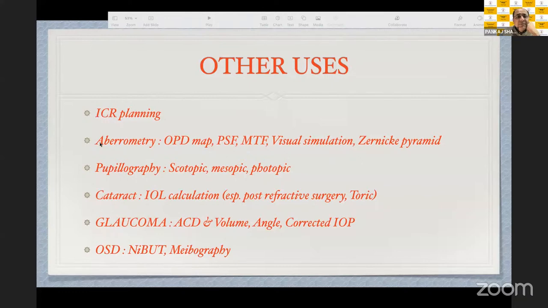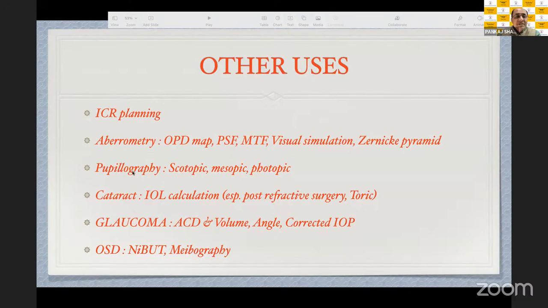The intacts planning, aberrometry. Anybody can tell me what OPD is? Optical path difference. Very good. Very nice. Who's this? Very nice. Optical path deviation or optical path difference. And this is derived from point spread function, which is how much brightness is transferred, and MTF is modular transfer function, which is how much contrast is transferred from the object to the image. So it gives a visual simulation.